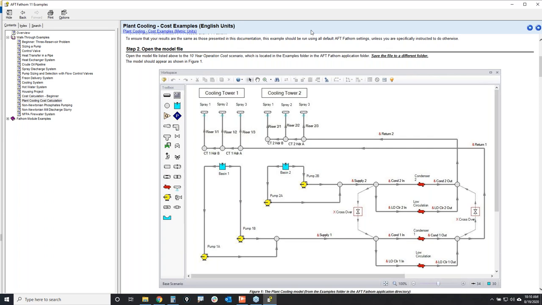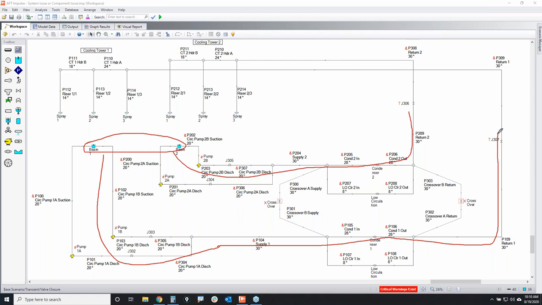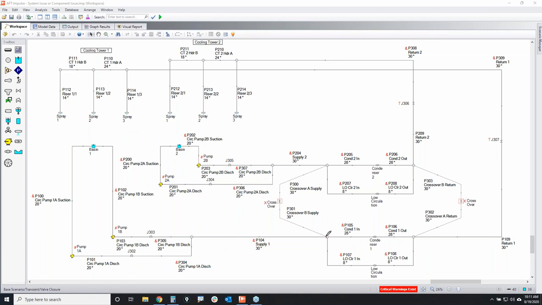And so what we have here is a cooling tower system where we have cooling water that starts off in the basin, and then it circulates through two identical but completely separated trains. As you can see here, they are connected with these crossover ties. However, these valves are typically closed. And so the two systems are typically going to be completely isolated from each other.